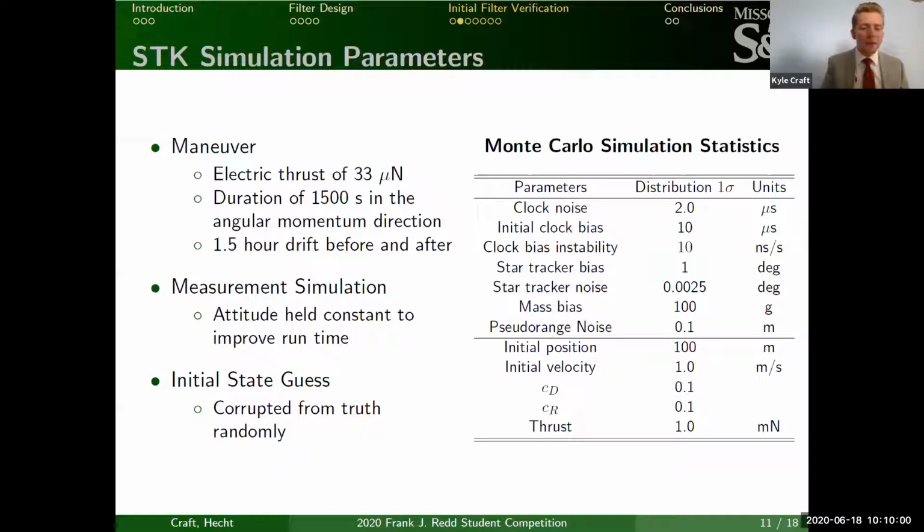had an hour and a half of drift time collecting pseudoranges in 30-second intervals before and after that maneuver was conducted. You'll see the measurement statistics shown here for how we corrupt via noise and biases in our measurement models, and the attitude was held constant to make sure that the Monte Carlo was tractable. Lastly, our initial guess was corrupted from truth randomly, so we had a Gaussian distribution, again with the statistics shown in the table on the right.